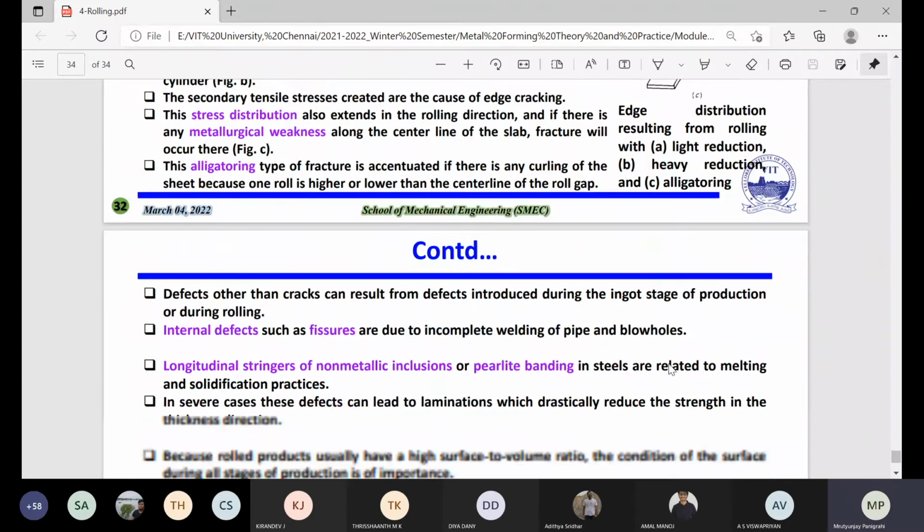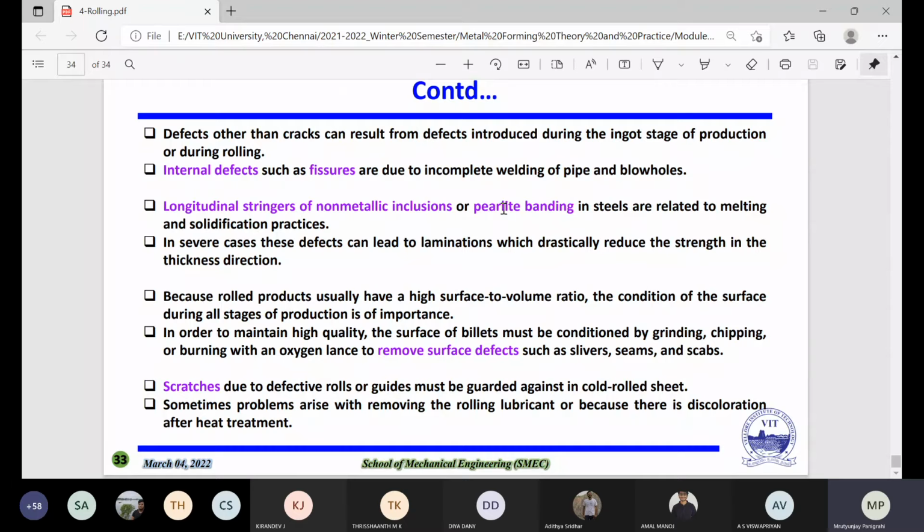So this is the last slide, the defects other than cracks. Also, you are finding some internal defects. If you have some internal defects, we call these fissures, which are due to incomplete welding of pipes, and the blowholes. Welding does not just mean the joining we are making. With incomplete welding of the pipe or the material piece, you are creating some blowholes. And how are you creating the blowholes? If you have some air bubble inside.